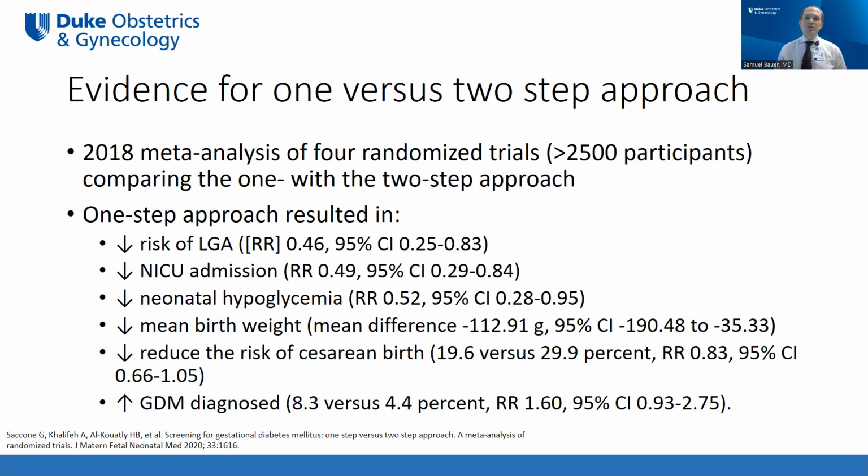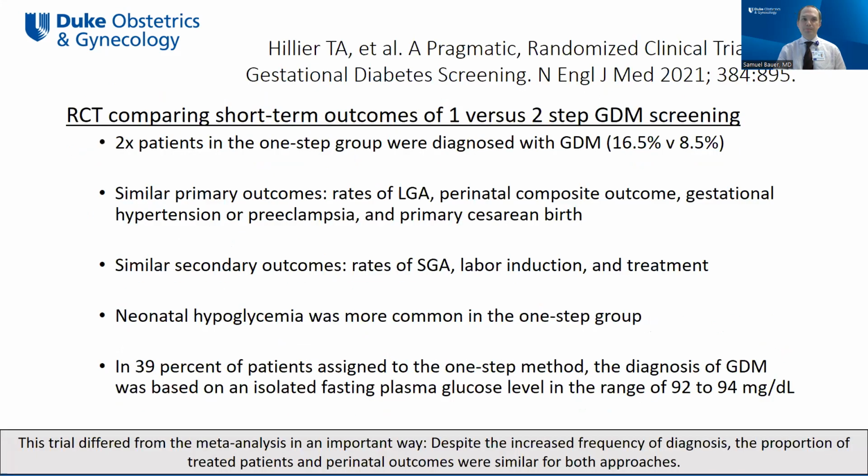So you may be thinking, well, which one should I do? There's certainly literature on both sides of these screening tests. There is a meta-analysis from 2018 that looked at 4 randomized trials of a little over 2,500 patients, compared the 2 approaches, and essentially showed decreased risk of large for gestational age, NICU admission, neonatal hypoglycemia, a decrease in mean birth weight, reduction of cesarean, but also an increased amount of gestational diabetes that was diagnosed using that one-step approach.